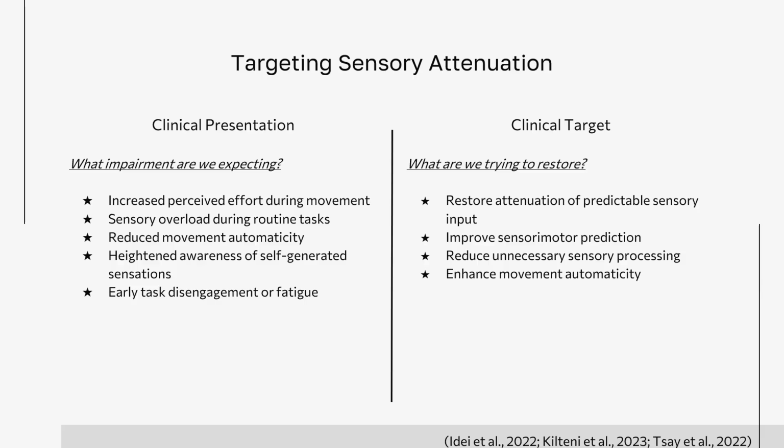So clinically, what we are targeting, what we're trying to restore, is that attenuation of predictable sensory input, so we can get that solid efference copy, that map of what we expect to happen. Improve sensory motor prediction, again based off that efference copy. Reduce unnecessary sensory processing, and enhance movement automaticity. The unnecessary processing comes from the impairment in general. So if we can improve sensory attenuation, we can reduce the amount of unnecessary sensory processing because it will just be suppressed the way it's supposed to.